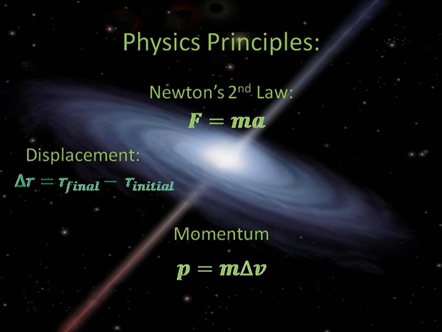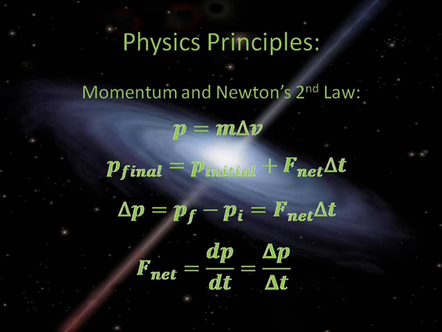In this lab, I will also use the formulas for velocity and displacement. By using these principles, I was able to get the derivative form of the momentum, which came out to be F net equals dp dt equals delta p over delta t, meaning the change in momentum, which is the effect, is equal to the net force acting on an object times the duration of the interaction, which is the cause.